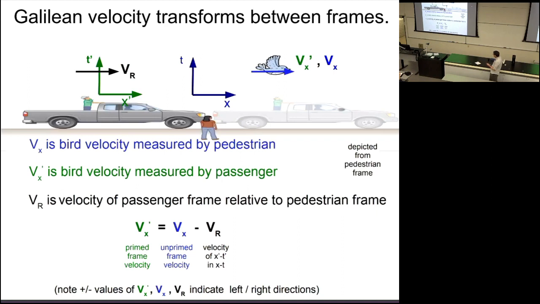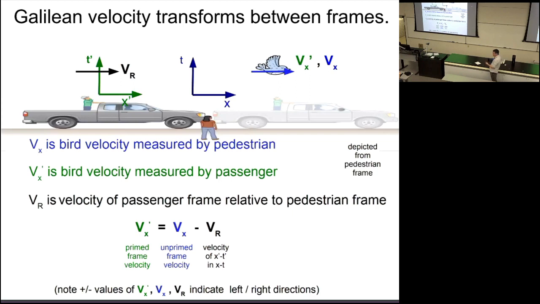Finally, I've added in black here one more important velocity. I've denoted that as V subscript R, and I'm going to write that in black. That's the velocity of the truck as it moves through the pedestrian reference frame, or it could be the velocity of the pedestrian reference frame as it moves through the truck reference frame. I've drawn the picture here from the perspective of the pedestrian reference frame. So in this particular picture, the pedestrian reference frame is stationary, the truck reference frame is moving.